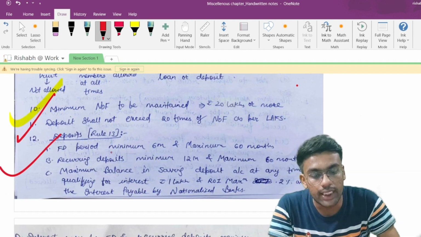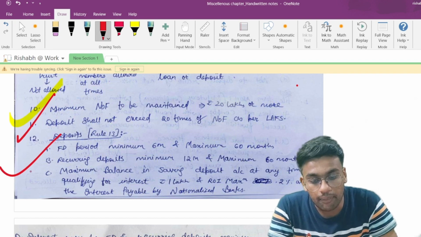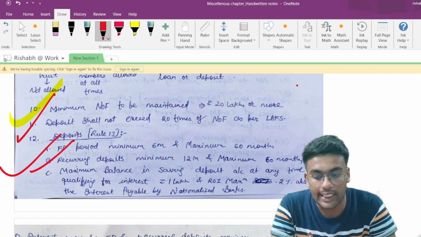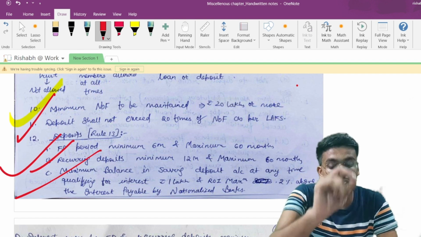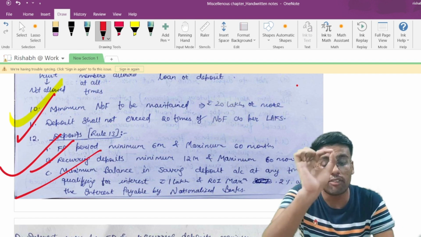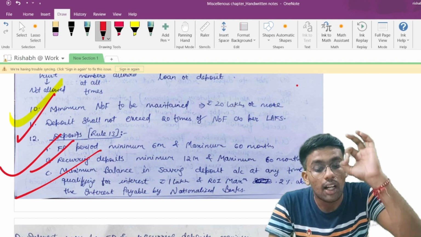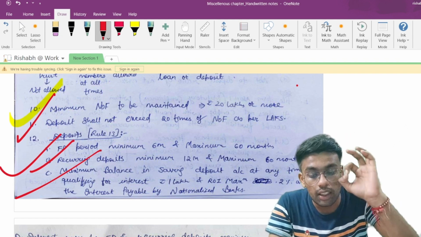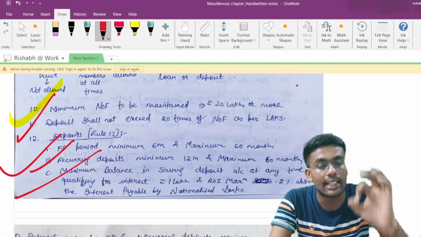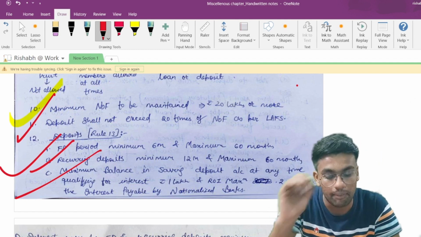FD minimum of 6 months, maximum 60 months. Recurring deposits minimum 12 months and maximum of 60 months. Maximum balance in saving deposit account at any time qualifying for interest is rupees 1 lakh, and ROI, rate of interest, maximum 2% above the rate of interest that is payable by the nationalized bank. This is the maximum interest rate that can be paid.